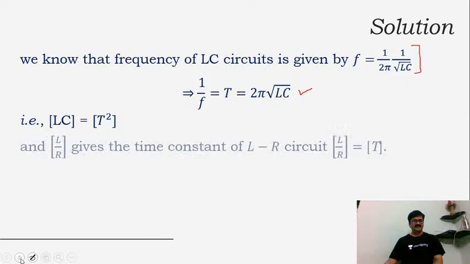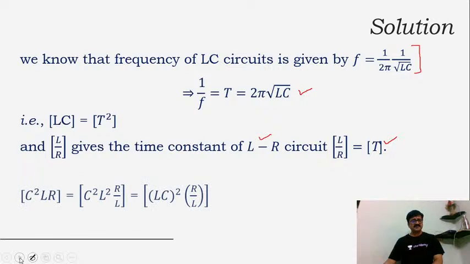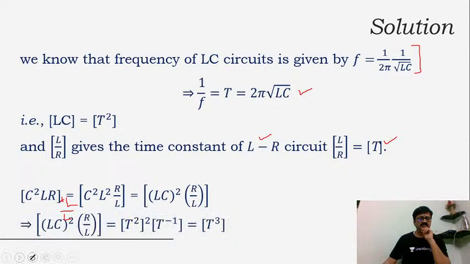Is it not? Then similarly, L by R gives the time constant for LR circuit. So accordingly, L by R will be equal to what? Time T here. Okay. So thus C square L into R, I will write it like this. C square L into R equal to C square into L square into R by L. So what I have done, I have simply multiplied and divided by L here. So into L divided by L I have done. That's all. Okay. So I hope it is clear.